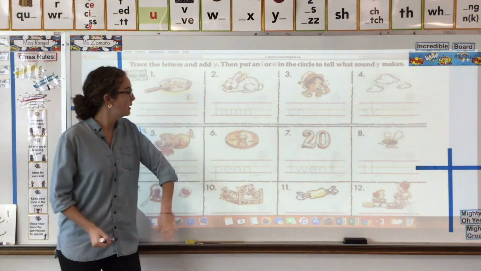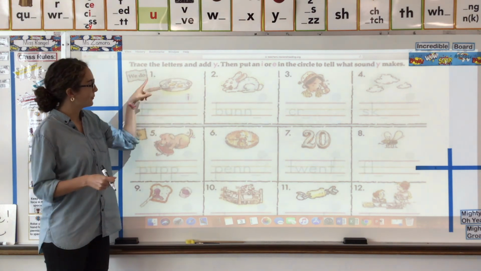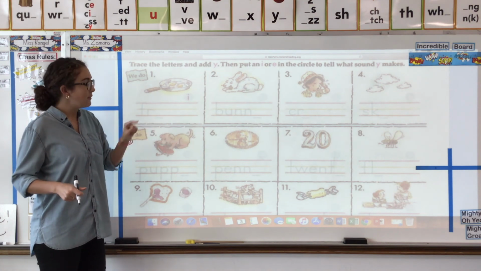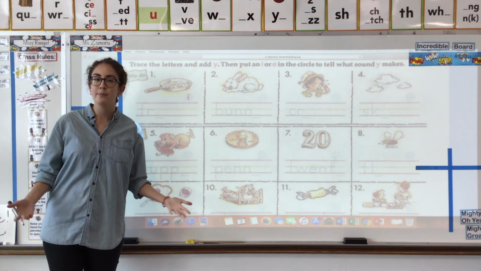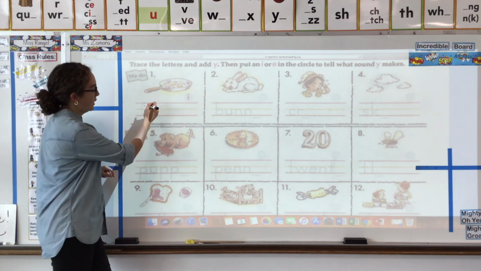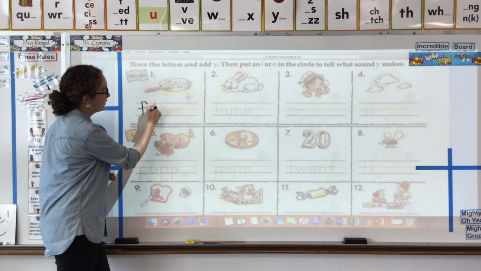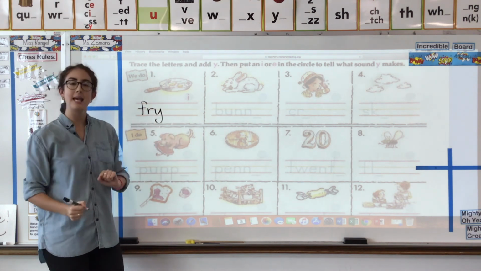So here's my pen. Let's look up at number 1. Can we all look at number 1? So wherever there's a blank, you are going to write in the Y. So let's go ahead. Can we all complete this first word? You're going to trace F, R, and then write in a Y in its space.